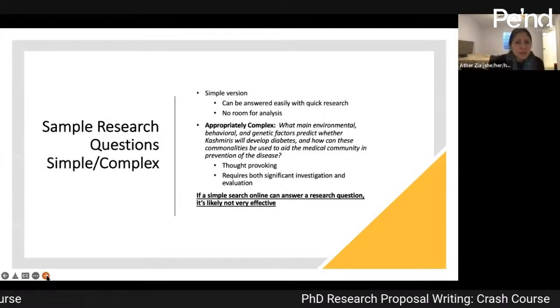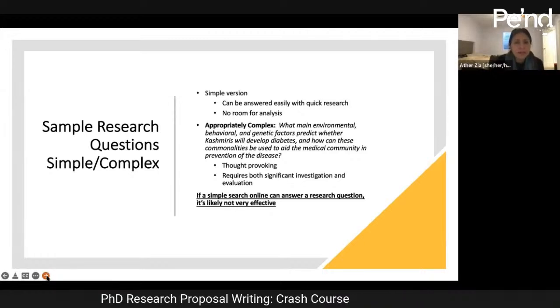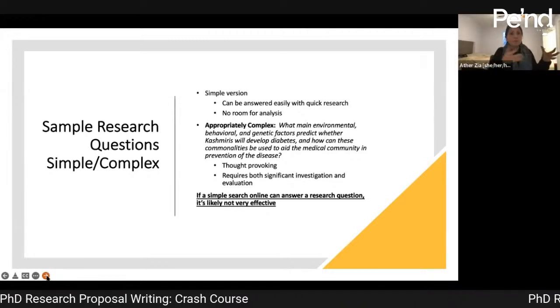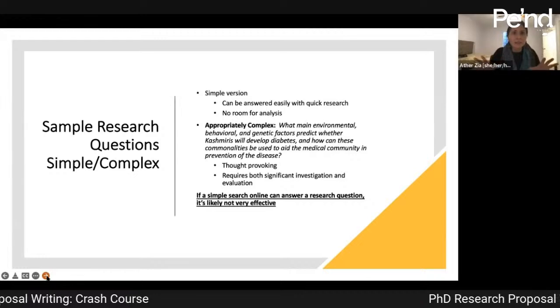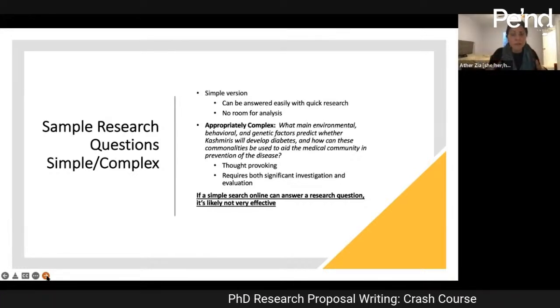So the simple version, which is how are they treating the diabetes, can be quickly answered. There's no room for analysis. Because as I said earlier, it's not passive reporting. You're not doing passive reporting as researchers. You're bringing something to the table.